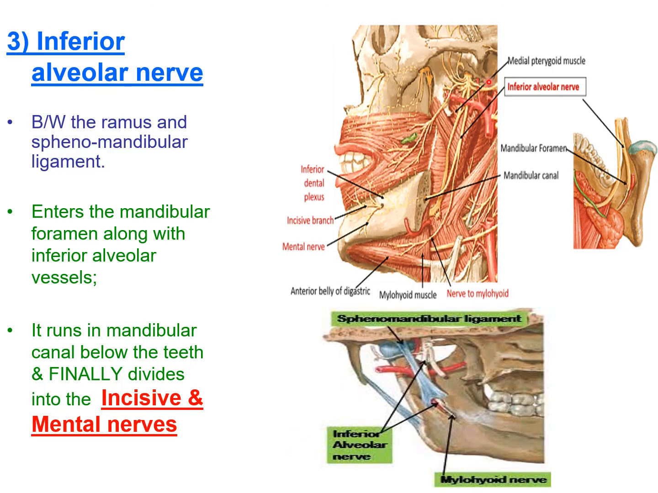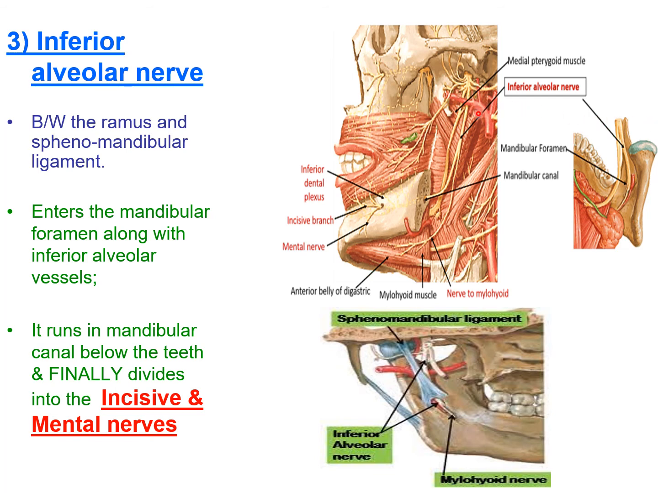The posterior division of the mandibular nerve gives off sensory branches. Those are the auriculotemporal nerve, the lingual nerve, and the inferior alveolar nerve. The inferior alveolar nerve conveys both sensory as well as motor fibers, as it gives a branch to the mylohyoid muscle, named the nerve to mylohyoid.